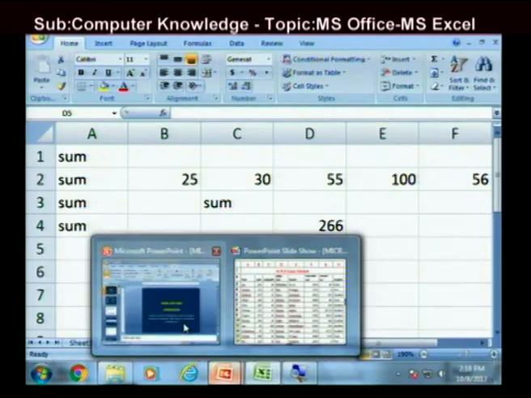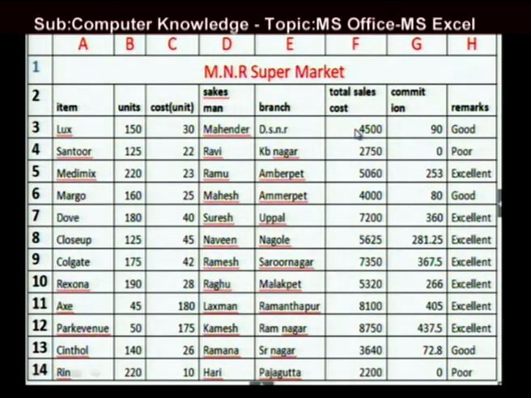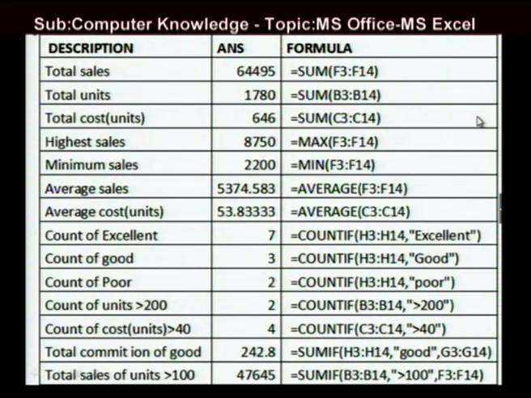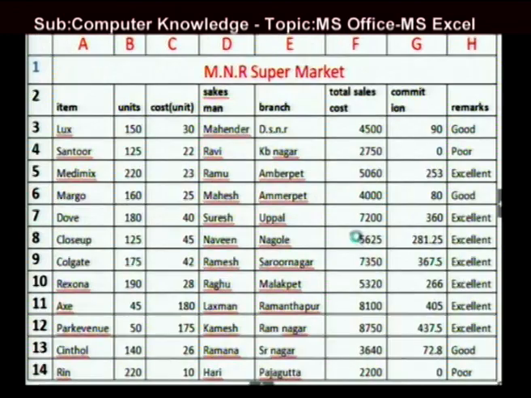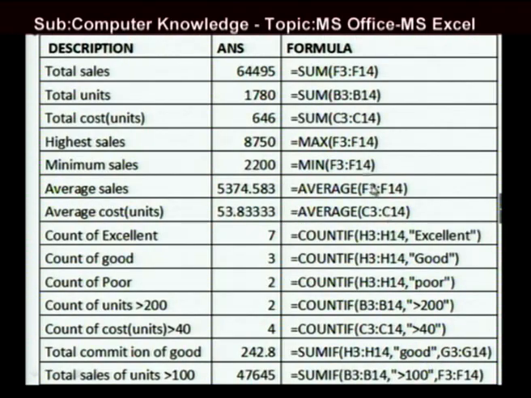Next, here we have to calculate sum only. Multiplication: based on columns and rows we have to calculate the multiplication. Next one, finding the remarks. These are the shortcut keys for calculating the total sales, cost of unit and remarks, and how to calculate the commission. In these calculations we have to follow the shortcut keys. These are very important for Excel calculations.